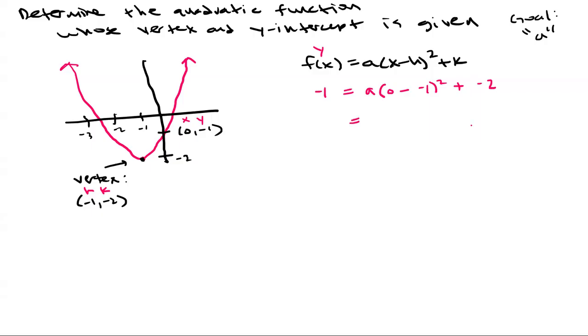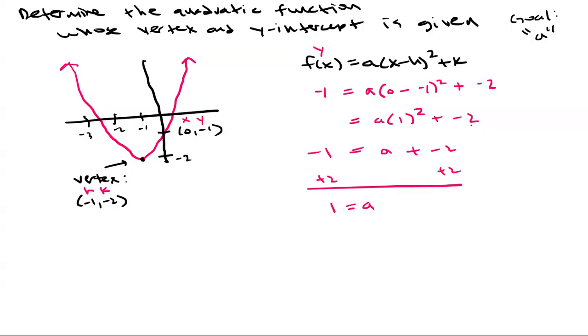Now we just simplify. So this is going to give us a positive 1, right? So A times 1 squared plus a negative 2. 1 squared is 1, 1 times A is just A, plus a negative 2, and minus 1 here on the left. Then we're going to add 2 to both sides. So that gives us 1 equals A, right? So we found our goal, A. Once we have A, then we plug it back in to the original.